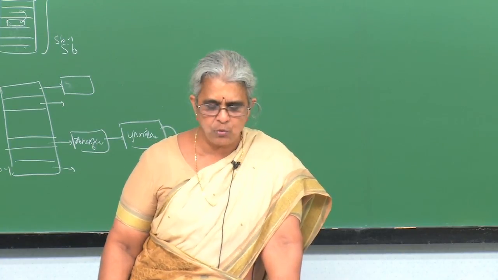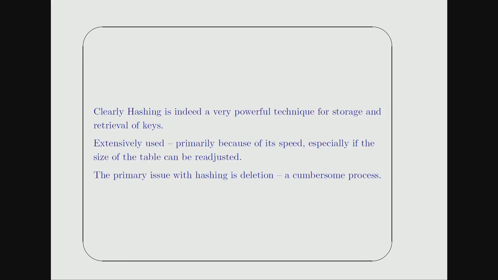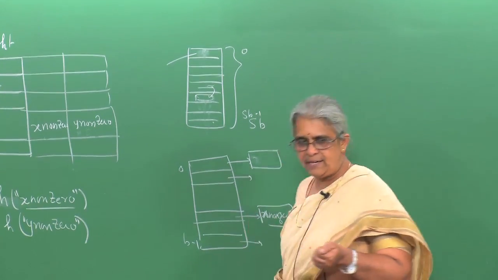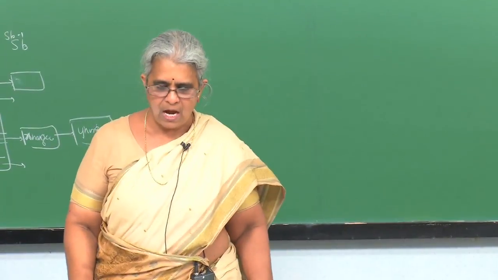The primary issue with hashing is deletion. It's a little cumbersome because, let us say I found this item here, I did not find my item, I have to continue to linearly probe, and once I delete the item there might be an empty slot and we have to worry about this. How do you handle this?